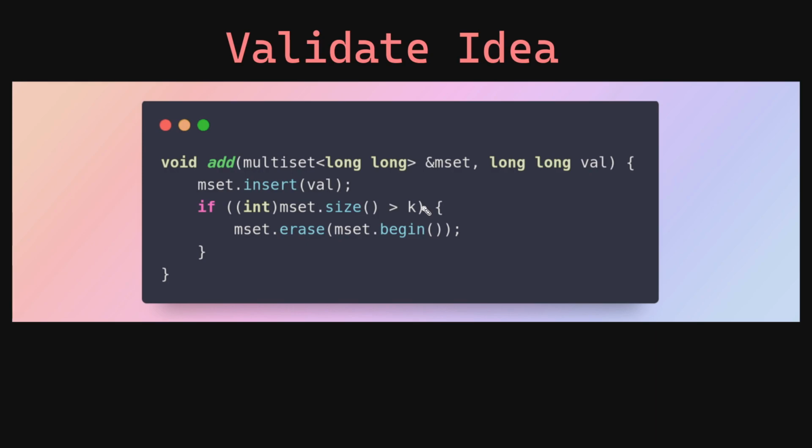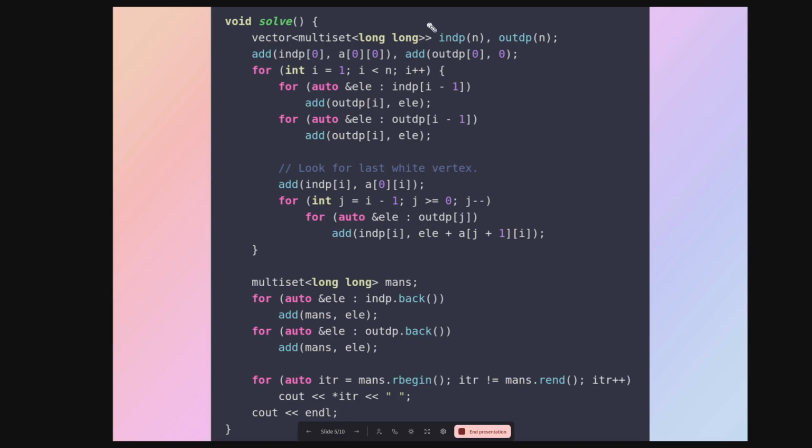So first we write a function add that will take a multiset and insert a value into the multiset, while also ensuring that the size of the multiset never grows to more than k. Then we initialize the in dp and out dp multisets and start adding elements one by one. As discussed earlier, to populate out dp of i, we will take contributions from in dp i-1 and out dp of i-1.